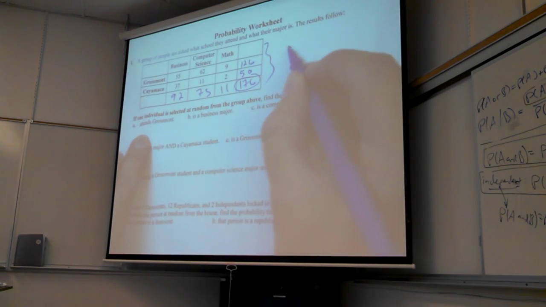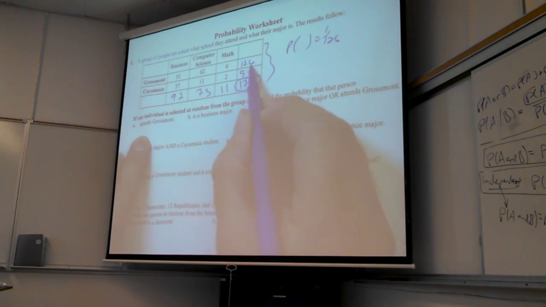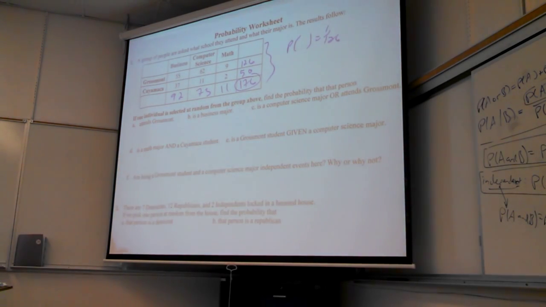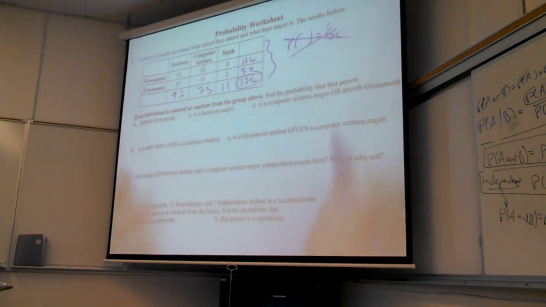What question would I ask to make the probability 1 out of 126? I'd have to say, given it's a Grossmont student, what's the probability that I pick you, right? It has to be very specific. There's only one person that matches what I'm looking for, so my chances are low, right? So that's not what's happening.